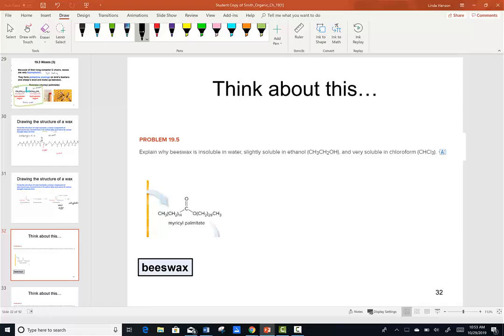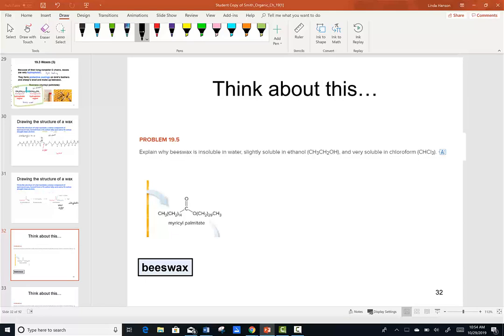Think about this with me. Here's that structure of beeswax again, and it's said to be insoluble in water. As we know, all fats are insoluble in water. Wax is a category under the family of fats, lipids. It is slightly soluble in ethanol and very soluble in chloroform.